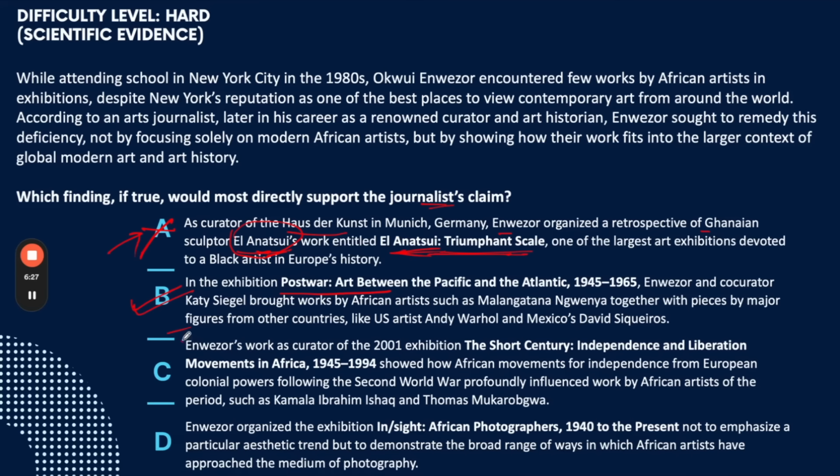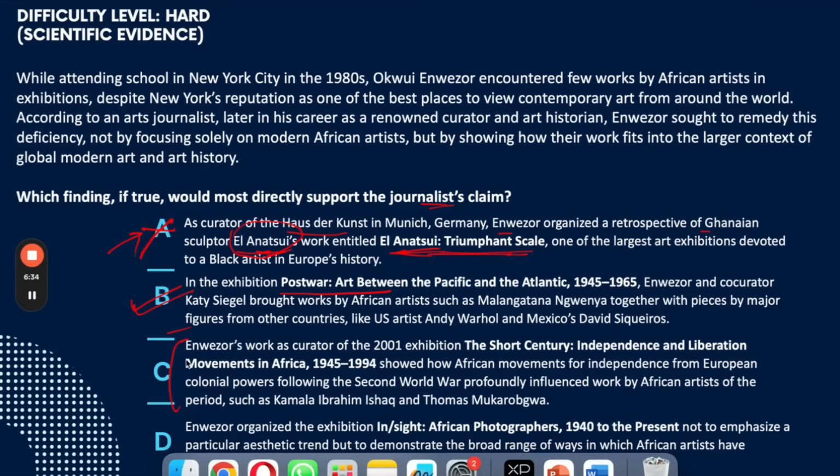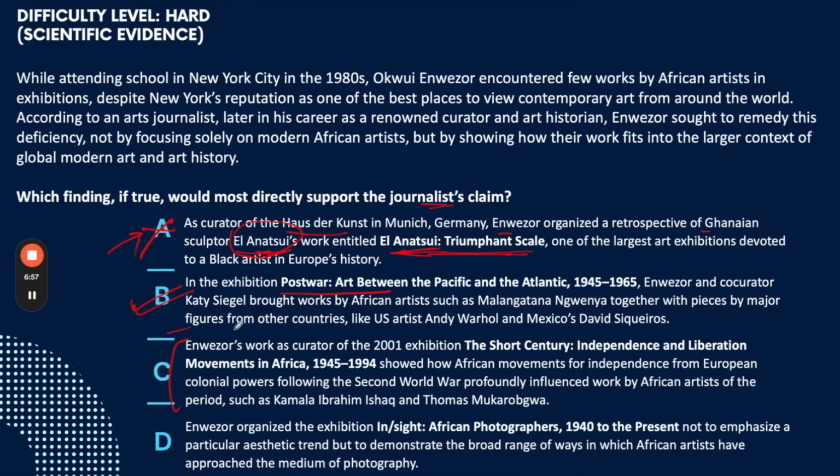Okay, it's a very long option, right? Now, what are we going to do? We are going to break this down into parts so that we better understand it, right? If you look at this option, this is a very, very lengthy option. What we need to do is break it down. So Enziber's work as curator of the 2001 exhibition, this is the name of the exhibition, showed how African movements for independence from European colonial powers following the Second World War profoundly influenced work by African artists of the period. Now, this is the main crux.